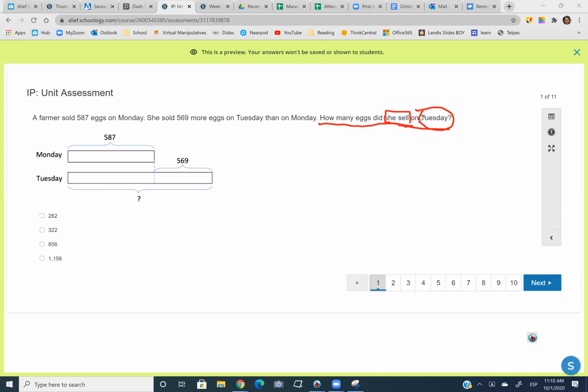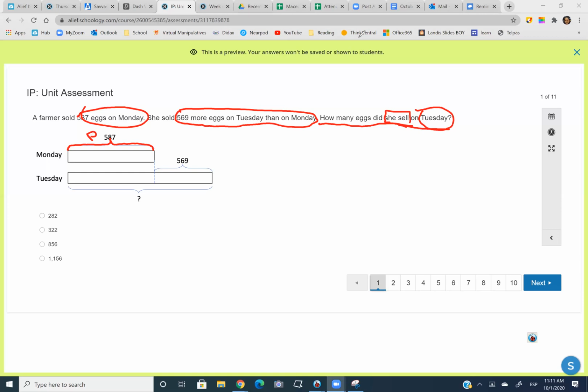So this is important. Now, of course, I have to know that the farmer sold these eggs on Monday, and then she sold 569 more on Tuesday than on Monday. That's important too. Now, if you notice, we're doing the representation. On Monday, we have this bracket, which I can notice is not the greatest one. So I know this is going to be a part.